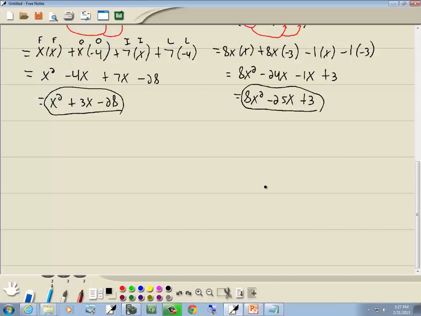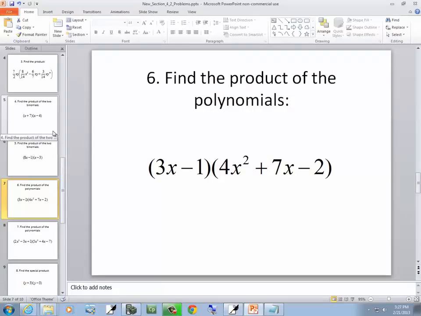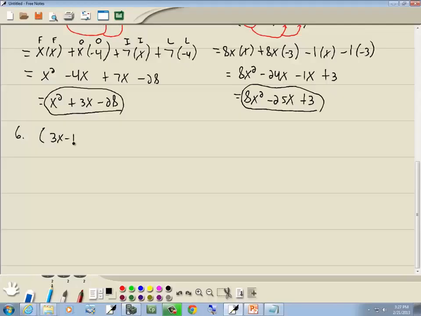Let's look at this one. We've got 3x minus 1 times 4x squared plus 7x minus 2. We've got two terms here, we've got three terms over here. So I'm going to take my first term, the 3x, and multiply it times the 4x squared, times the 7x, and times the negative 2. And we'll take this negative 1 and multiply it times the 4x squared, times the 7x, and times the negative 2. So I'm just going to follow the lines, see what to multiply together.